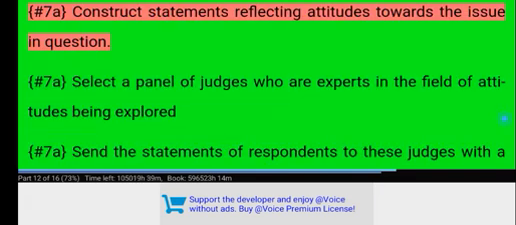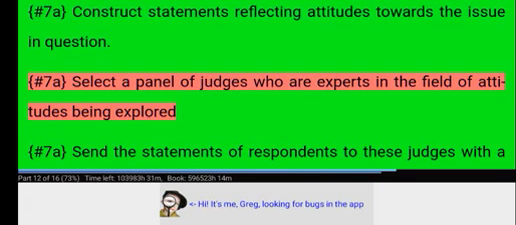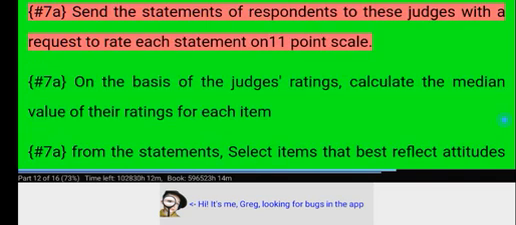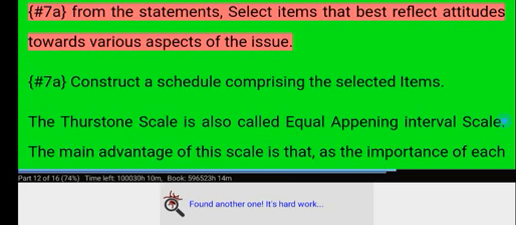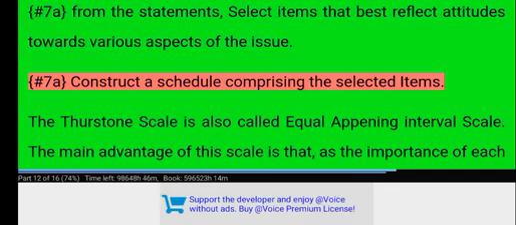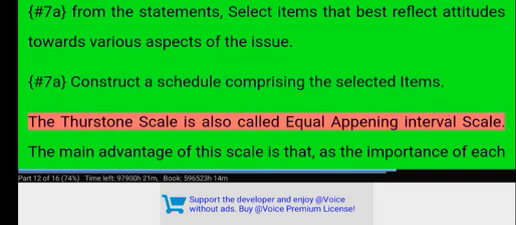Procedure in Thurstone scale. Number one, construct statements reflecting attitudes towards the issue in question. Number two, select a panel of judges who are experts in the field of attitudes being explored. Number three, send the statements to these judges with a request to rate each statement on an 11-point scale. Number four, on the basis of the judges' ratings, calculate the median value of their ratings for each item. Number five, from the statements, select items that best reflect attitudes towards various aspects of the issue. Number six, construct a schedule comprising the selected items. The Thurstone scale is also called equal appearing interval scale.